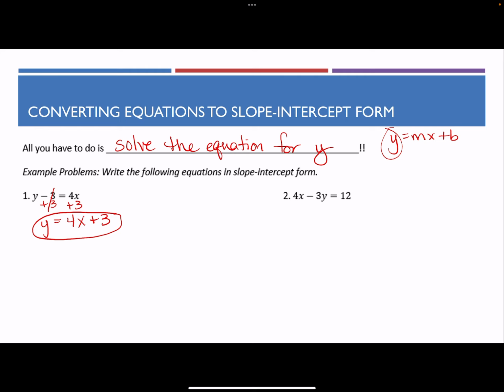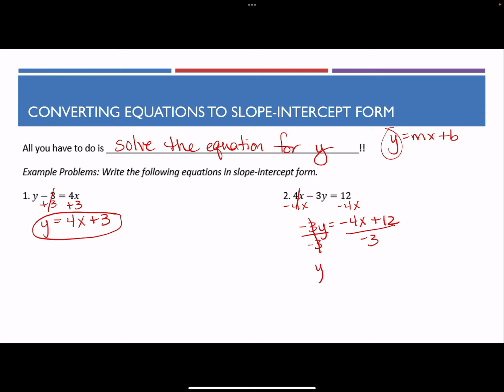So number 2, get y by itself. All right, well, I got to get rid of this 4x. I'm going to subtract 4x first. 4x minus 4x cancels, and I have negative 3y equals, now the 12 and the 4x are not like terms, so I can't add them together. I'm going to write negative 4x first plus 12, because ultimately I want my answer to be like y equals mx plus b. And I'm going to divide both sides by negative 3. Hopefully you remember doing this.